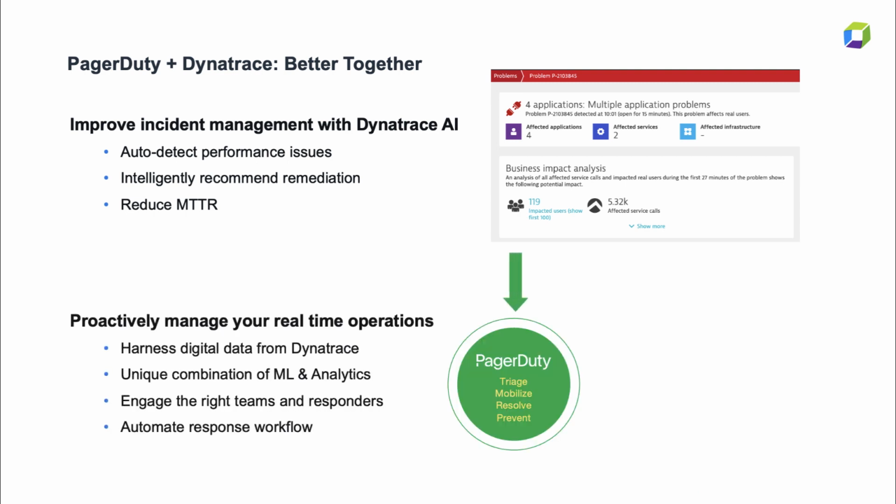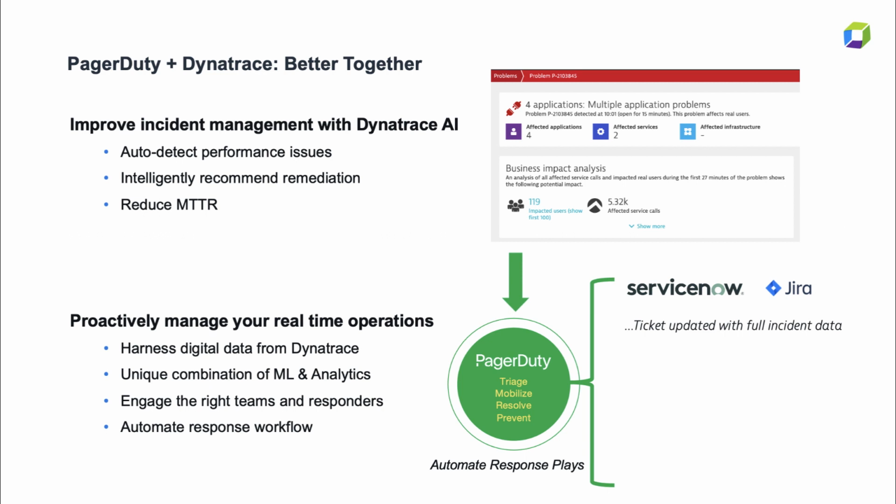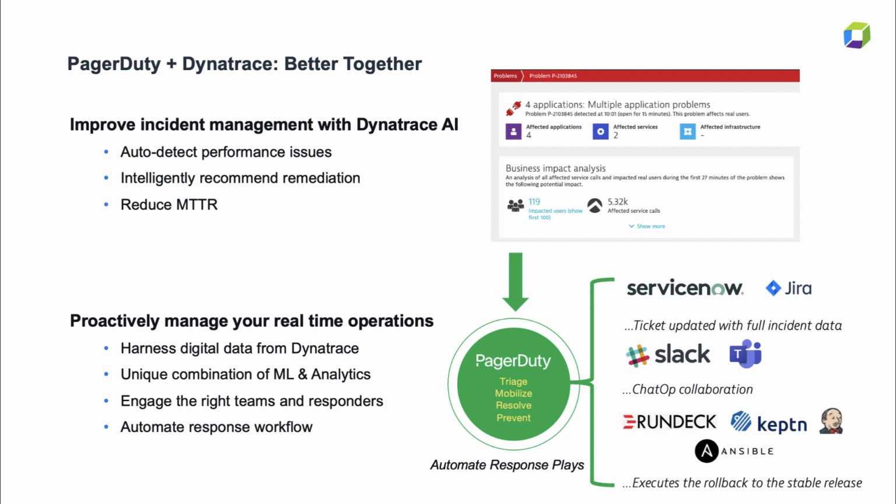We're able to harness the data from Dynatrace, engage the right teams, and use the power to automate workflows. For example, tickets can be updated in Jira or ServiceNow or whatever ticket management system you're using. DevOps and business teams can be engaged through ChatOps collaboration with bidirectional sync that's happening between PagerDuty and these tools. The real power comes when we're able to automate the remediation through automated playbooks.